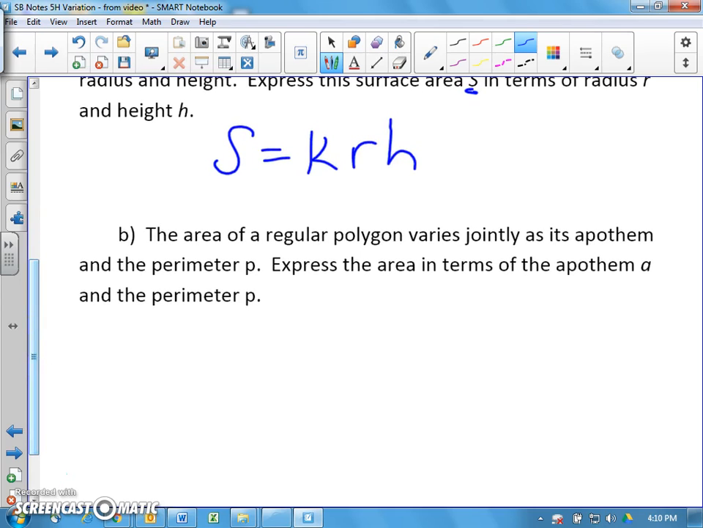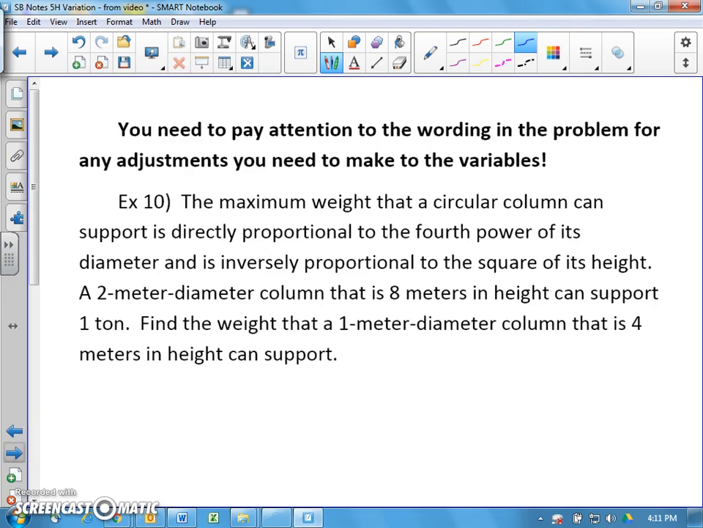The area of a regular polygon varies jointly as its apothem and the perimeter P. Since we're going to use A for apothem and P for perimeter, let's use R for regular polygon. So R would just equal K times A times P. Make sense? All right, so let's go ahead and look at a full example now.